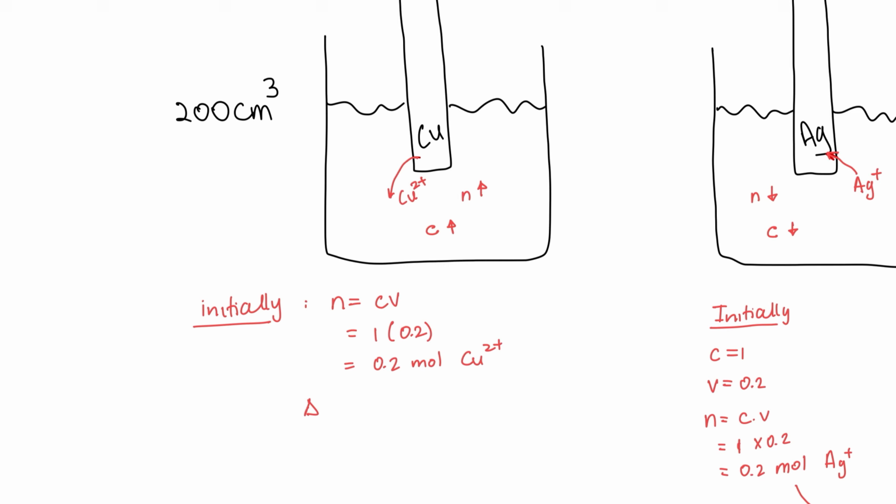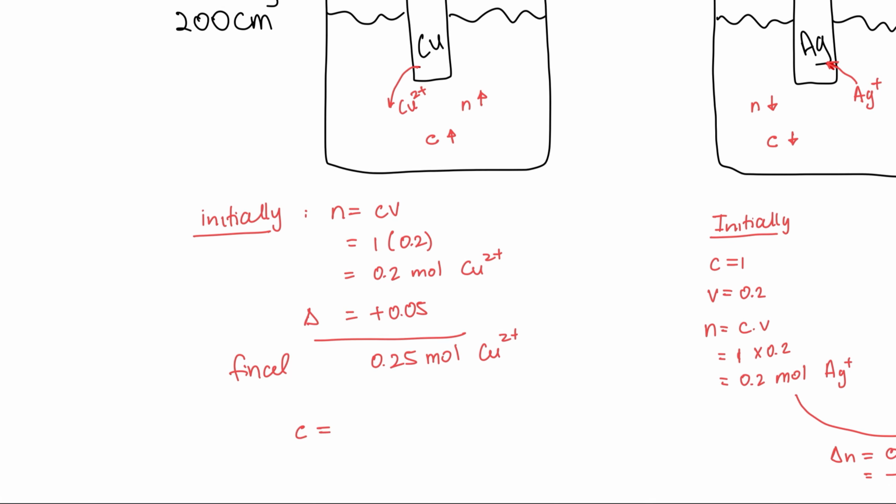Now take the delta into account. The delta is plus 0.05. That now gives us a final of 0.25 moles of Cu2+. We can now work out the concentration. Concentration is equal to number of moles divided by volume. So 0.25 divided by 0.2, and that's equal to 1.25 moles per dm cubed. And that's our final answer.